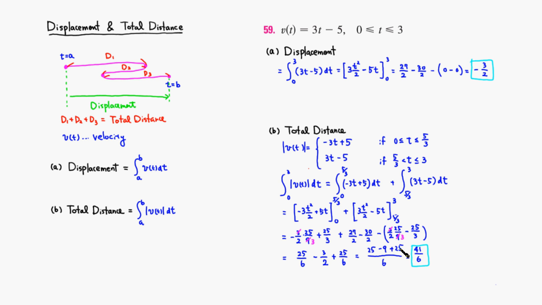Again, it must be positive because it was moving, but the displacement could be negative. Displacement is just the integral of the velocity function over the time interval, and the total distance is the integral of the absolute value of the velocity function. So don't forget the absolute value since you're looking for the total distance. That's it. I hope that this was clear.